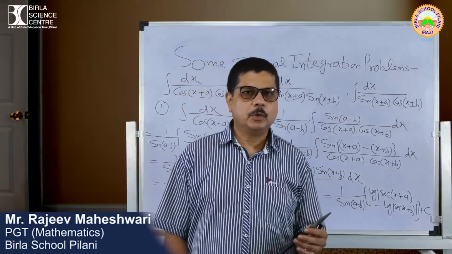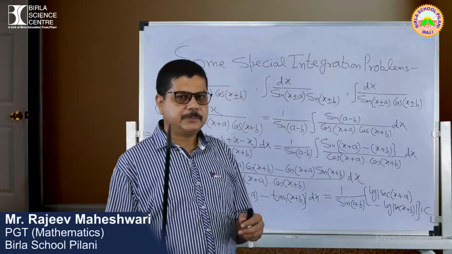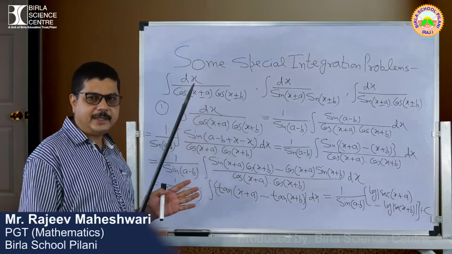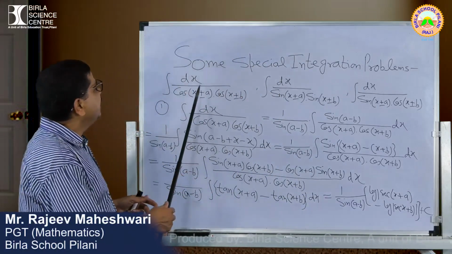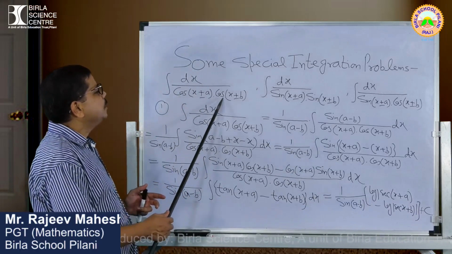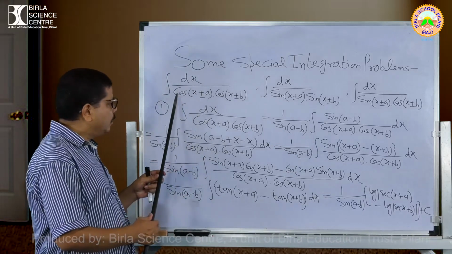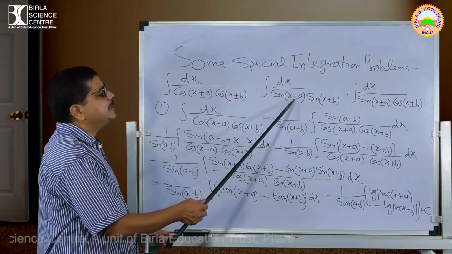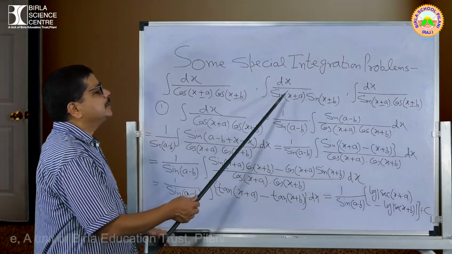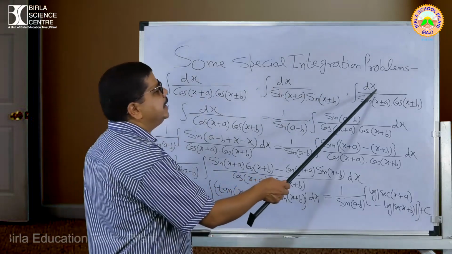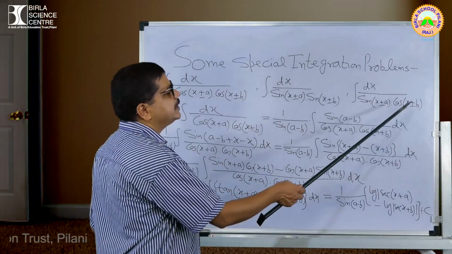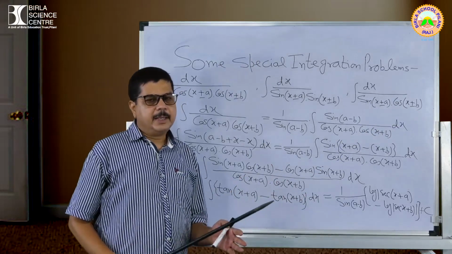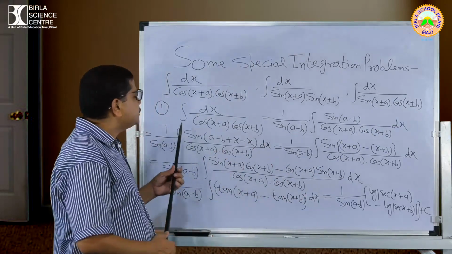Hello students, today I am going to explain some specific problems on integration which involve the use of trigonometric identities. The problems are like this: dx upon (cos x plus a)(cos x plus b), or it may be (cos x minus a)(cos x minus b). Similarly, dx upon (sin x plus a)(sin x plus b), or (sin x minus a)(sin x minus b), dx upon sin(x plus a)cos(x plus b), or sin(x minus a)cos(x minus b), where a and b are any constants.